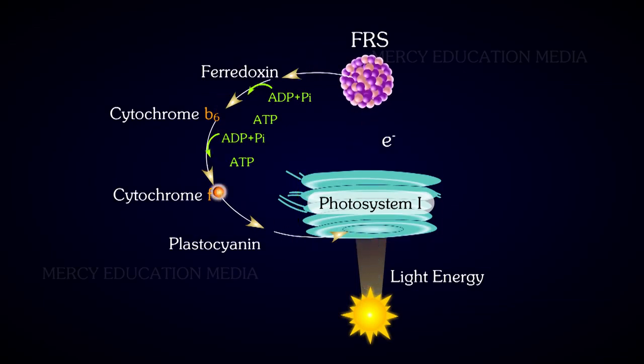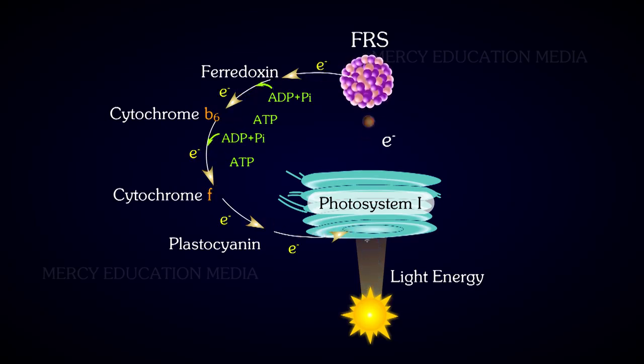When the molecule in PS1 is excited, the electrons are released. The electrons are captured by ferredoxin through the ferredoxin reducing substrate, that is FRS. Due to the non-availability of NADP+, electrons from ferredoxin fall back to the molecules of PS1 through the electron carriers, that is cytochrome b6, cytochrome f and plastocyanin. These electron carriers facilitate the downhill transport of electrons from FRS to PS1.